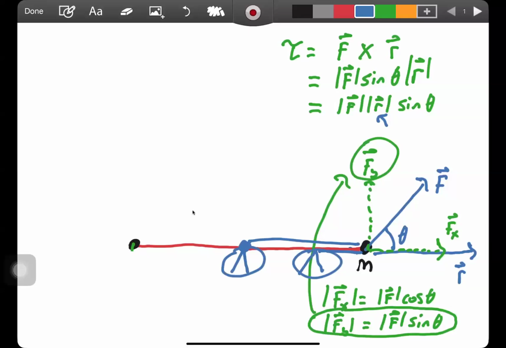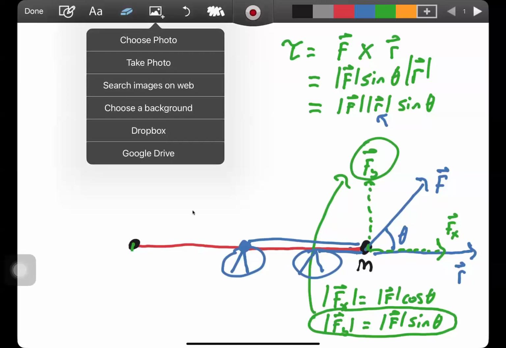So one more time, when you're thinking about torque, you have to think about three things. First of all, what is the magnitude and direction of the force being applied? Then you have to think about what component of that force actually is going to supply rotation. And then you have to think about how far away that force is acting from the axis of rotation.